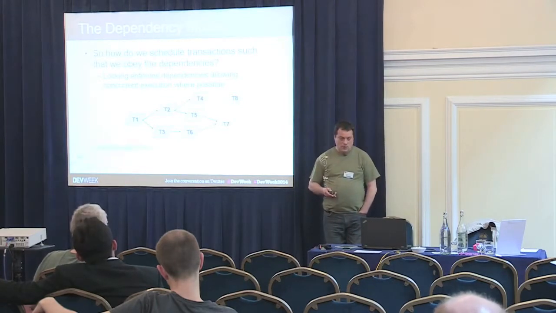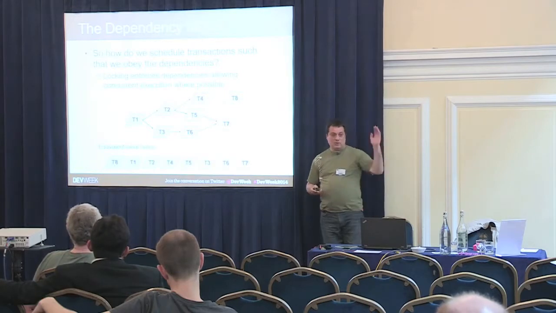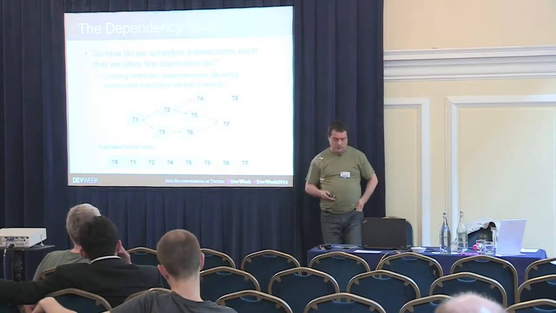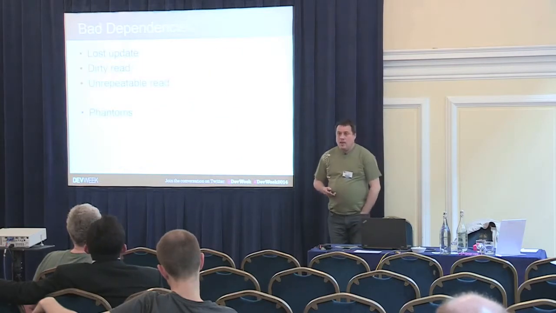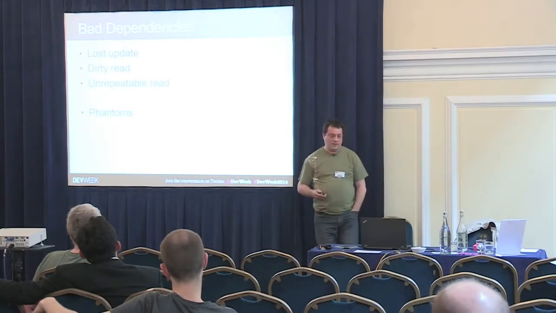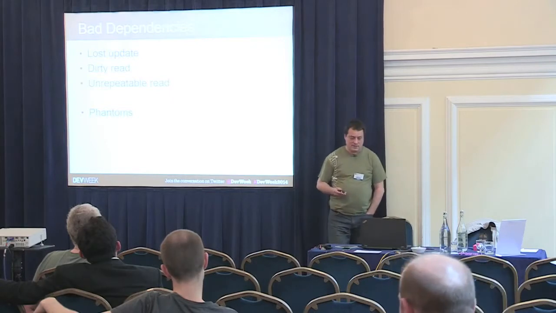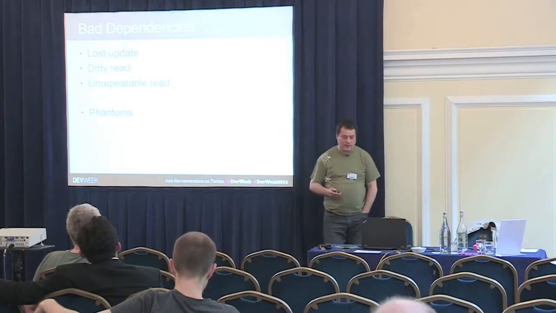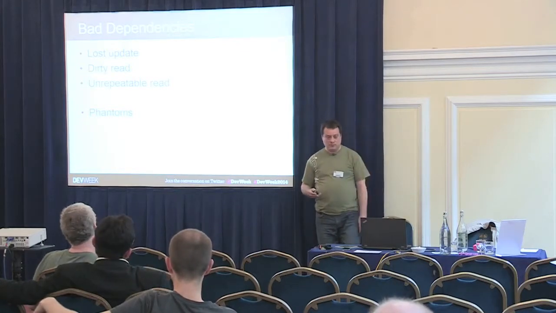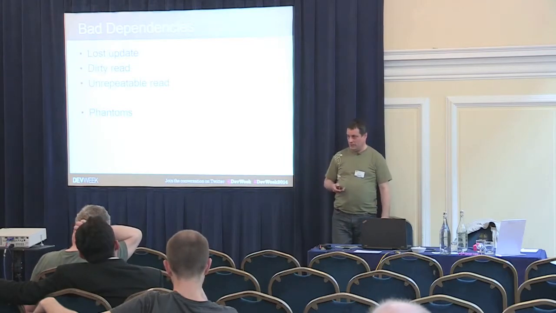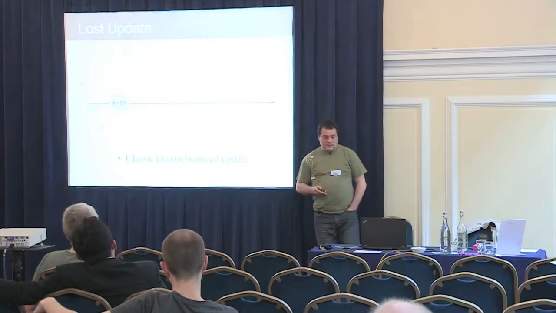Okay? So equivalent serial model would be just one transaction after another. So we would need 8 time points for the same amount of transactions. Now when transactions are dependent, we can have the following bad dependencies: lost update, dirty read, unrepeatable read, and phantoms. I put phantoms a little bit more far away than the others because you'll see phantom is a kind of unrepeatable read.